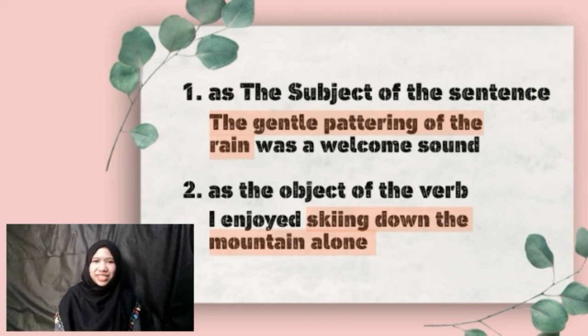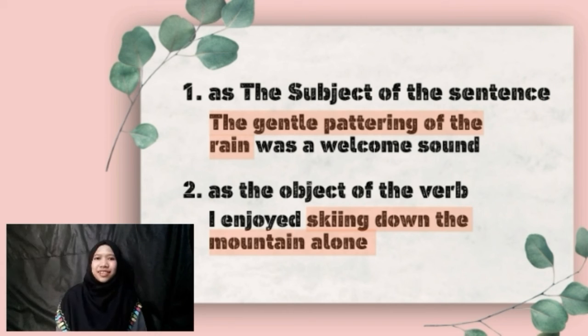As the subject of the sentence, the gentle pattering of the rain was a welcome sound. The gerund pattering is modified by article the, adjective gentle, and the prepositional phrase of the rain. As the object of the verb, I enjoyed skiing down the mountain alone. The gerund skiing is modified by the prepositional phrase down the mountain and by the adverb alone.